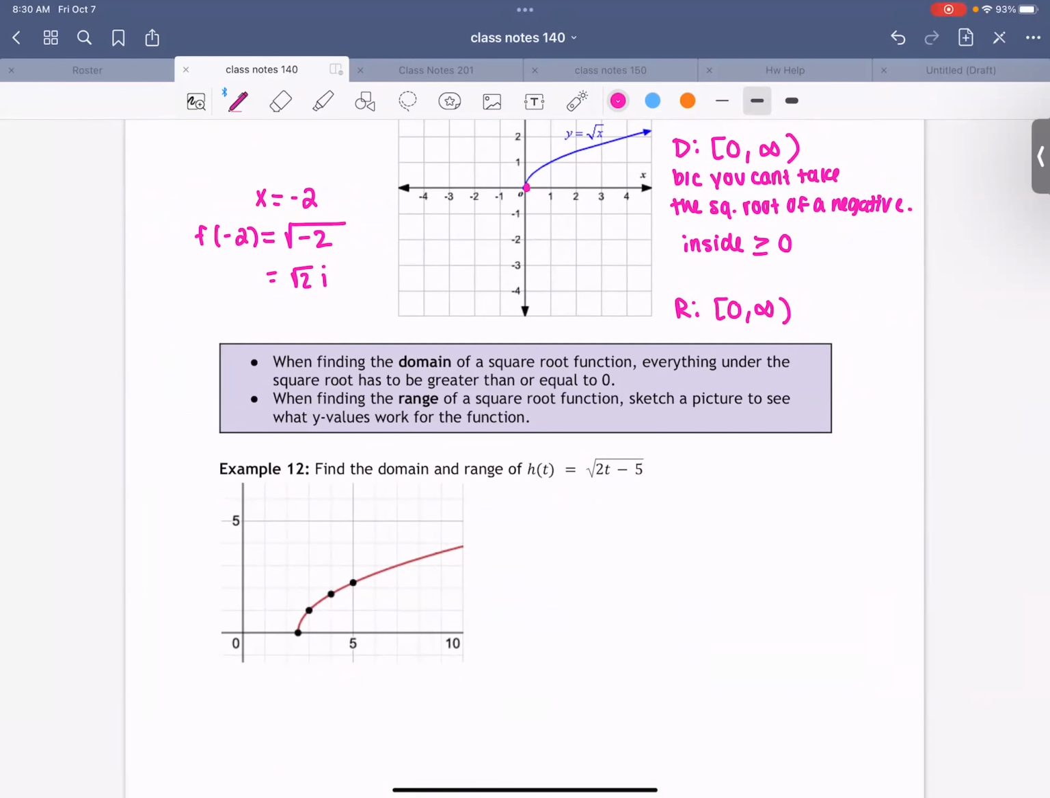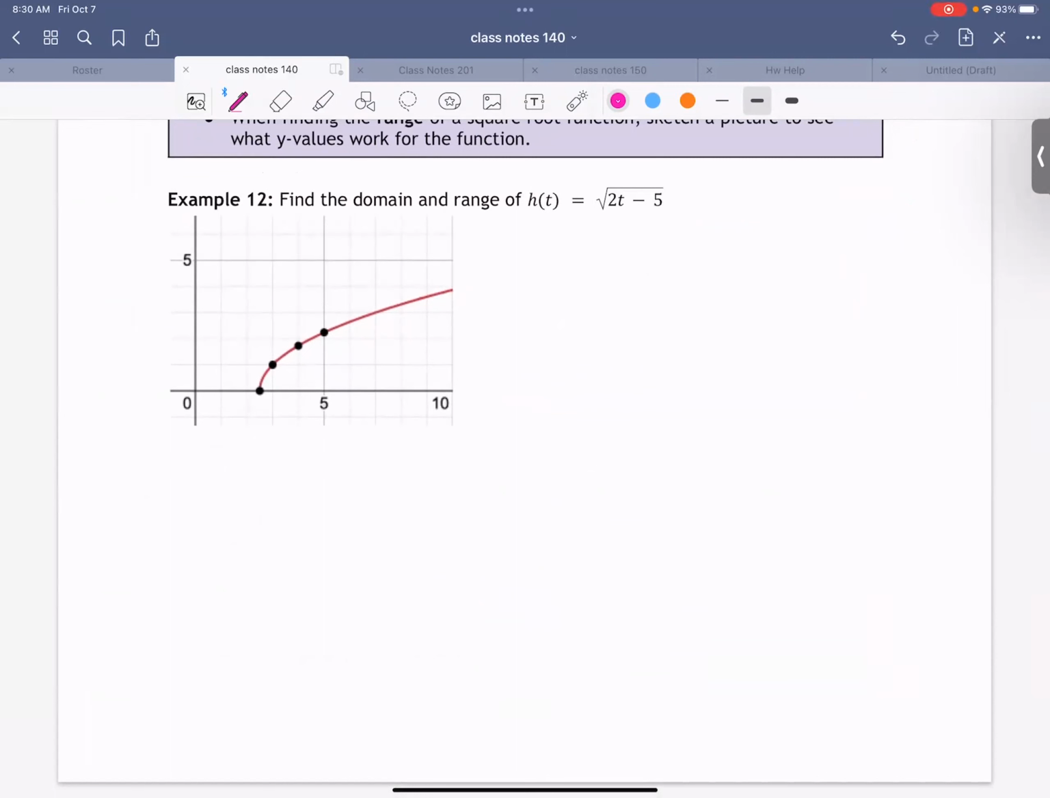Here's an example, a little bit harder than what we've done before. Let's find the domain of this function. Let's pretend that we haven't seen the graph yet, so we don't actually know where the domain is. The domain of a function, especially when we have a square root, means we take the inside piece, which is 2t minus 5. That's everything underneath the square root, and we set that greater than or equal to 0.